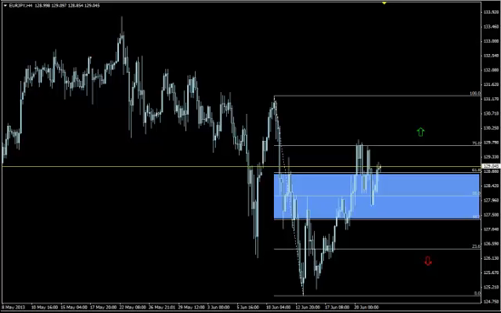Hi, this is EURJPY and today it's Monday 24th of June 2013 and the time is 5:11 GMT. We are looking at the H4 chart of the pair and I'm going to give you a signal using one of my favorite systems, which is the Fibonacci trade setup. And it's very simple and very powerful.